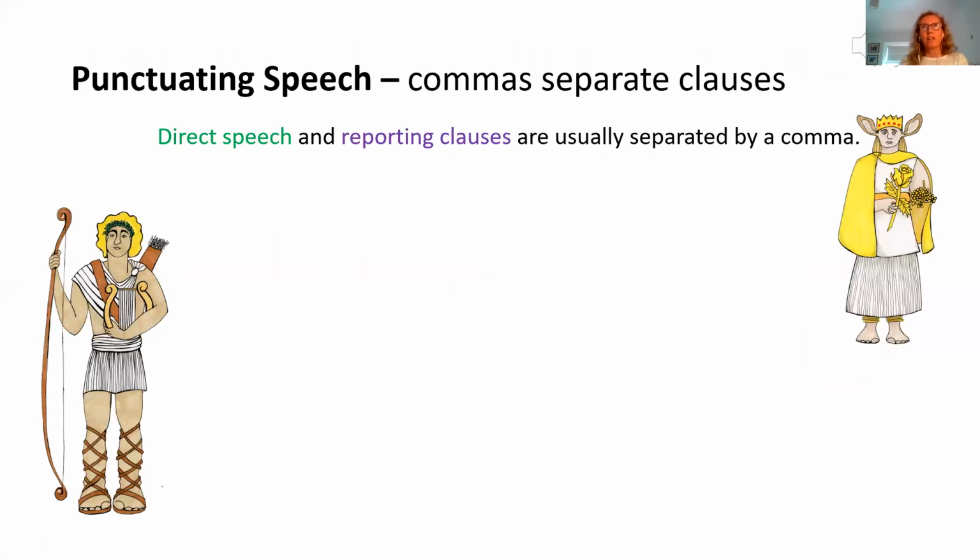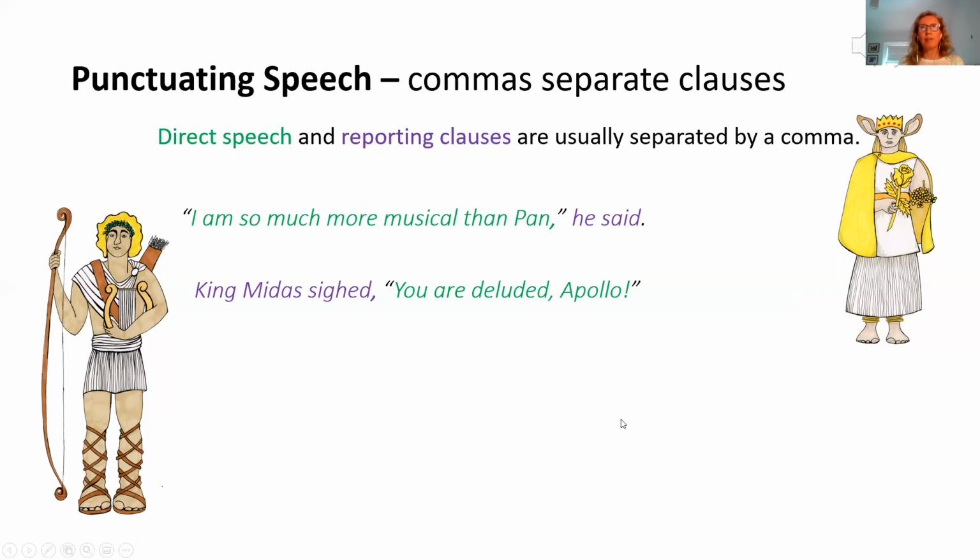Right, we also need to look at commas separating clauses. So we've got direct speech and the reporting clause, and they're usually separated by a comma. So we've got the two sentences below, and we can see that in the first sentence, the direct speech is first, and we've got a comma after it. And in the second, the reporting clause is first, and it has a comma after it.